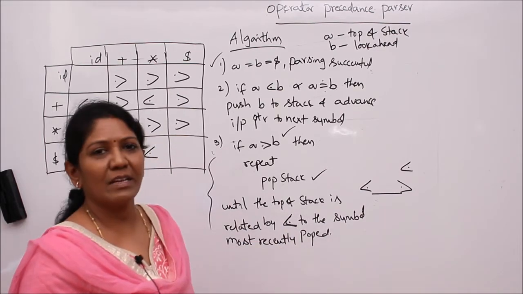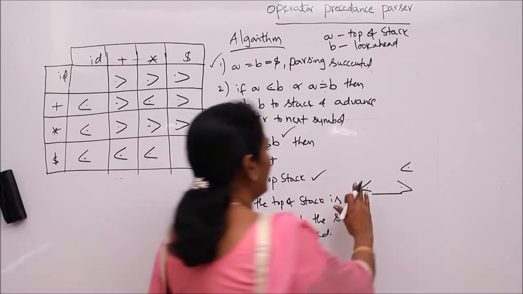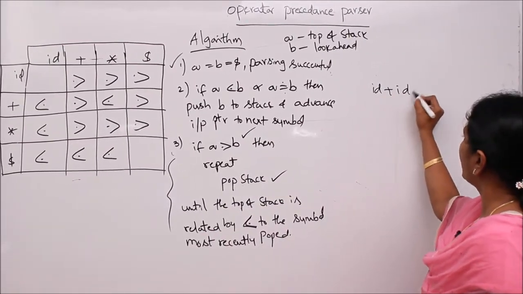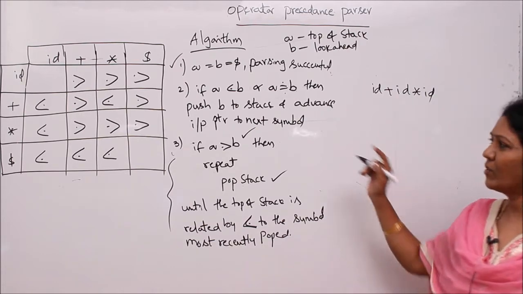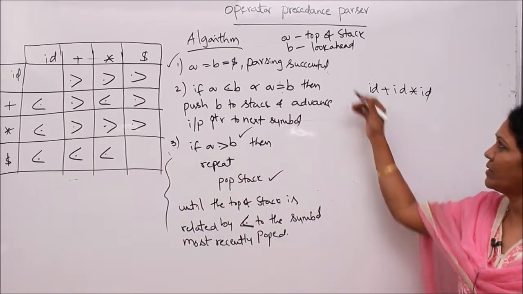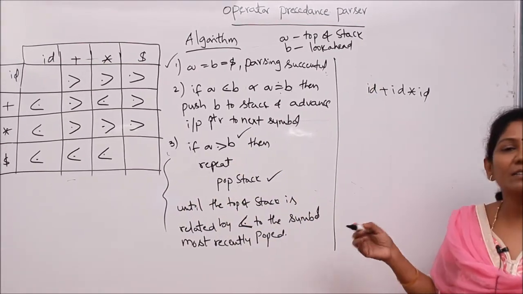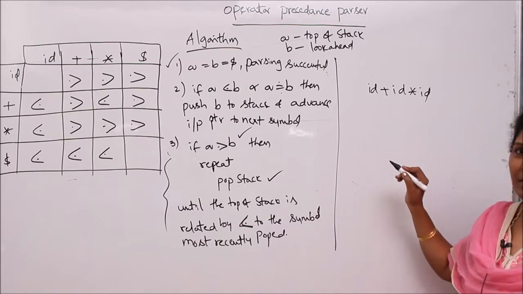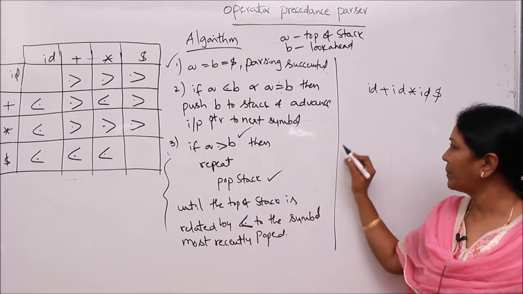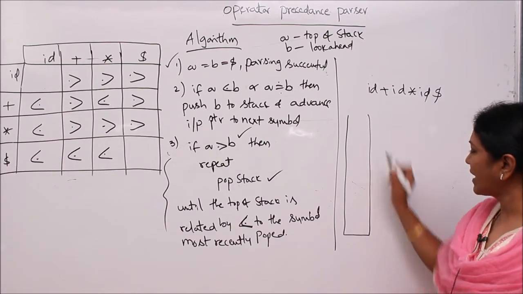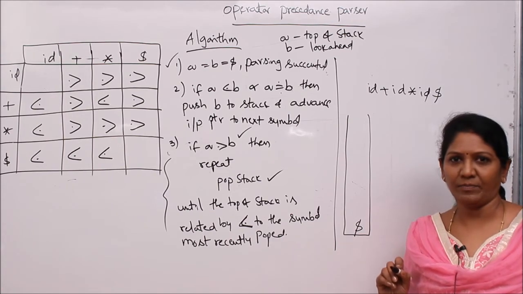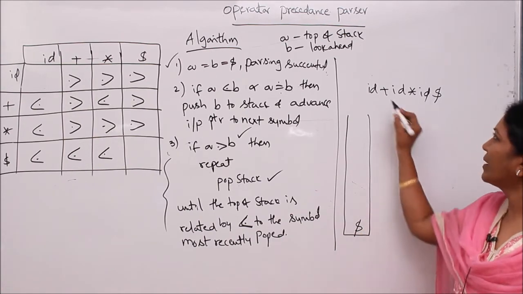Let us try to understand this algorithm by taking an example. Let us take the same example, id plus id star id. So I have the precedence relation table. Once I have the relation table and the input string, by using this algorithm, let us understand how the parser parses this. Given an input string, to identify the end of the input string, append dollar. It uses a stack. In order to identify the bottom of the stack, we always use dollar here. Now start reading the symbols one by one.